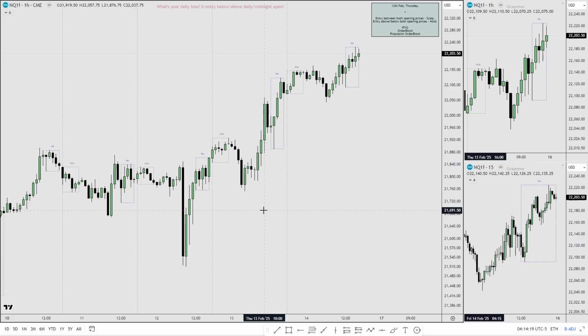So you have two filters now. You can only trade in the same direction as the daily bias, and you can only have an entry below the daily opening price and the midnight opening price. The third requirement is your entry has to be in discount relative to the current dealing range.